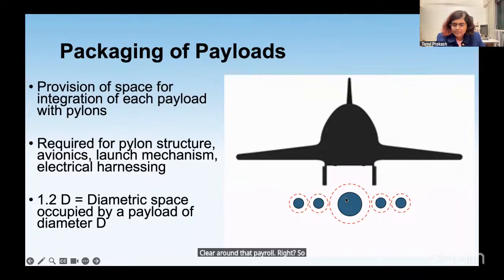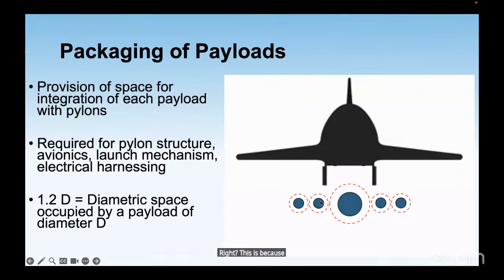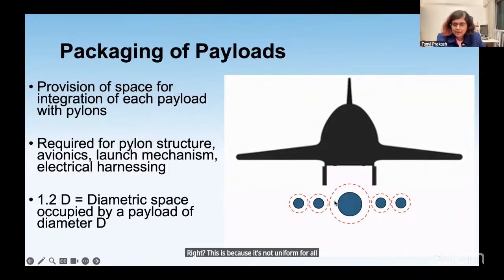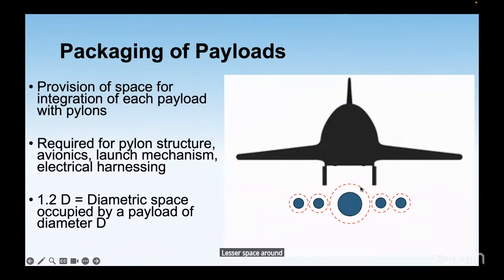So if your diameter is 100 mm, let's say, you need to keep a space provision of 120 mm around it. If your diameter is 50 mm, you need to keep a provision of 60 mm around it. Right? This is because it's not uniform for all sizes. Larger payloads require more space and smaller payloads require less space around themselves.